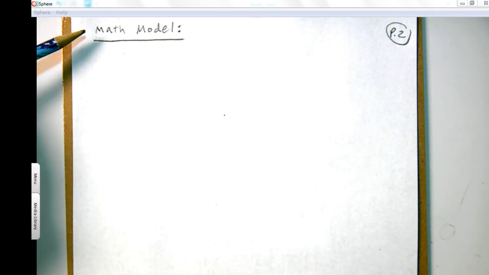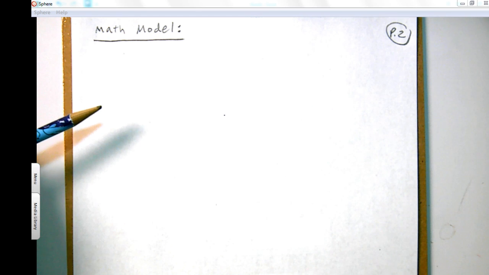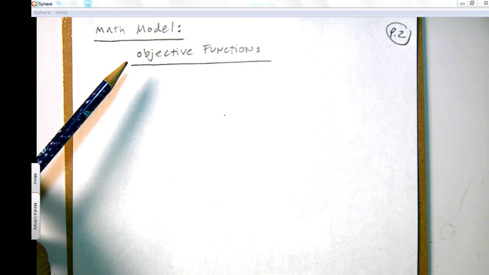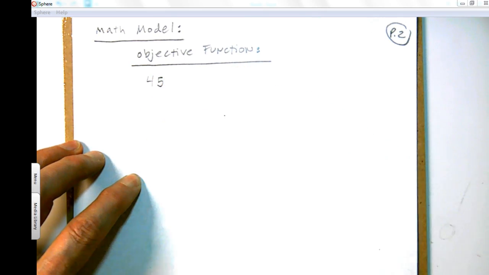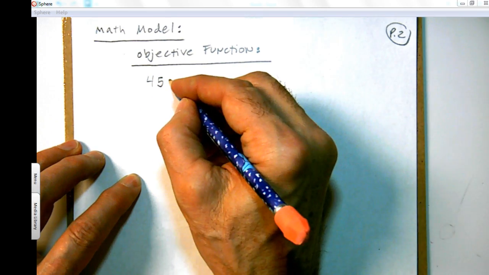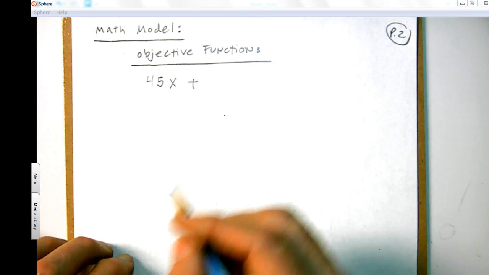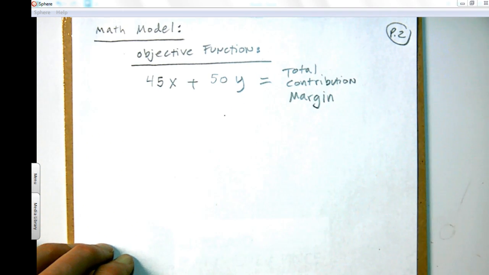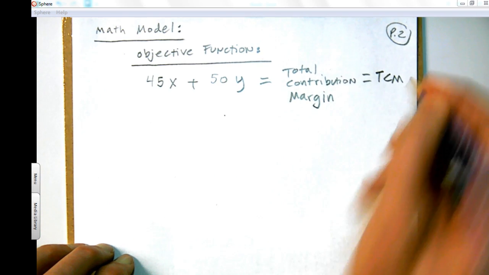All right, now we're going to have to build our math model, which means we'll have to list our objective function and then our constraint functions. So we'll start with objective function. So the objective function is what we're going to try and maximize. So we're going to start out with $45 of contribution margin, and I need to multiply that times the number of units for laptop 1 plus the contribution margin $50 for laptop 2 times the number of units for laptop 2. That will equal total contribution margin, and we'll abbreviate that with TCM for total contribution margin.